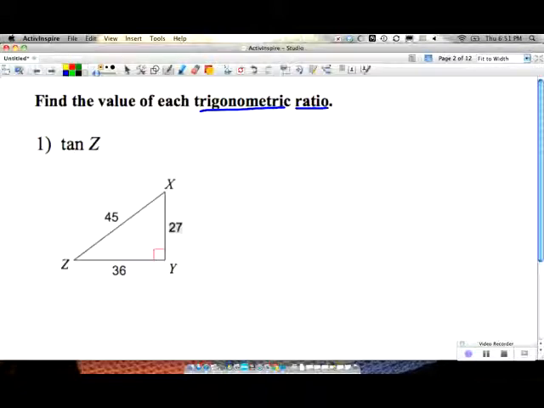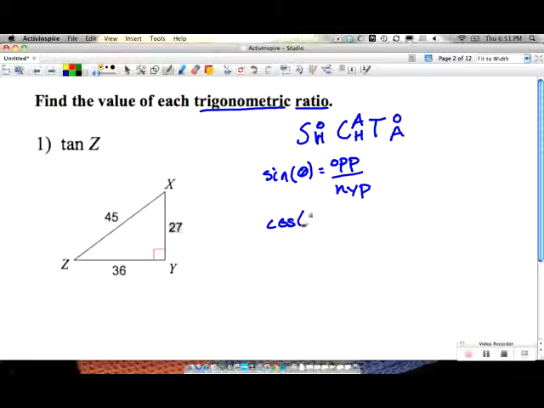First thing it's asking us to do is find the value of each trigonometric ratio. The trigonometric ratios are those that acronym that we started learning in class. We have the SOH, and then the CAH, and then TOA. What these actually represent is sine of an angle, we could call it theta, equals the opposite side over the hypotenuse. Then we've got the cosine of an angle equals the adjacent over the hypotenuse.